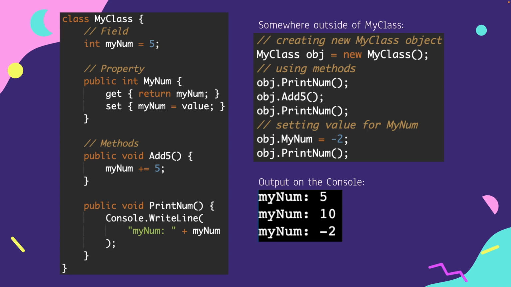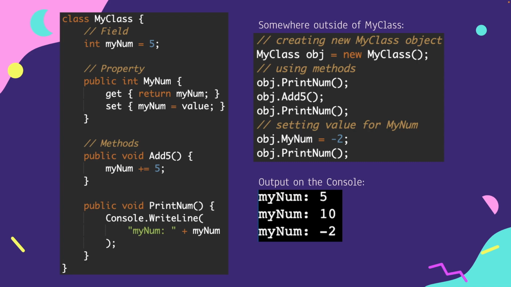And then we have another method, print num, which is another public one, and it also returns nothing. All it does is show the user the value of my num. And so on the right here, I have an example of it running.